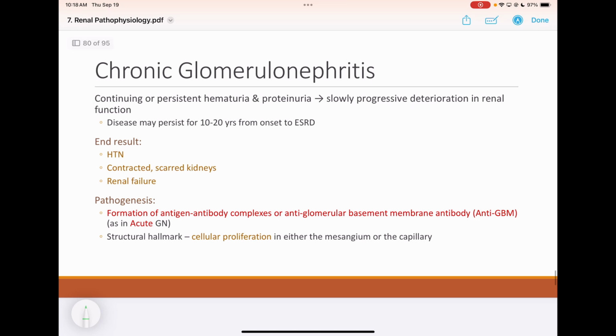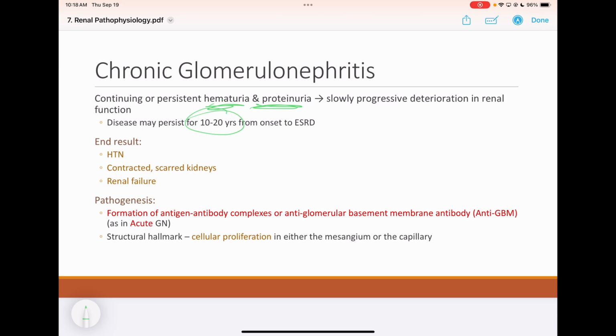The next one is chronic glomerulonephritis. Okay, continuing or persistent hematuria and proteinuria, and slowly progressive deterioration in your renal function. Can be lasting for 10 to 20 years. That's why it's chronic. Remember, there's acute ones. Within weeks to months, they occur. And even the acute form, 7 to 10 days after exposure to a pathogen. Chronic takes a very, very long time to occur.